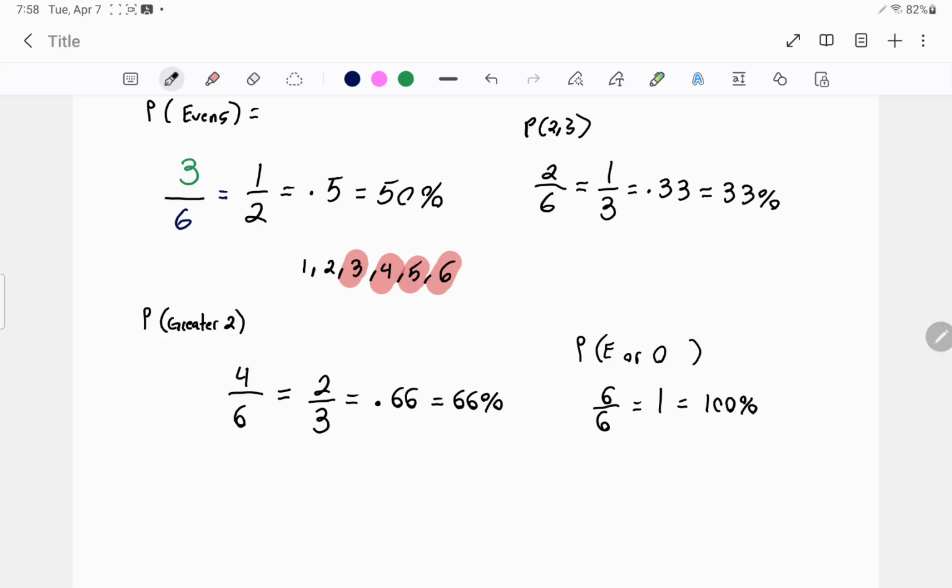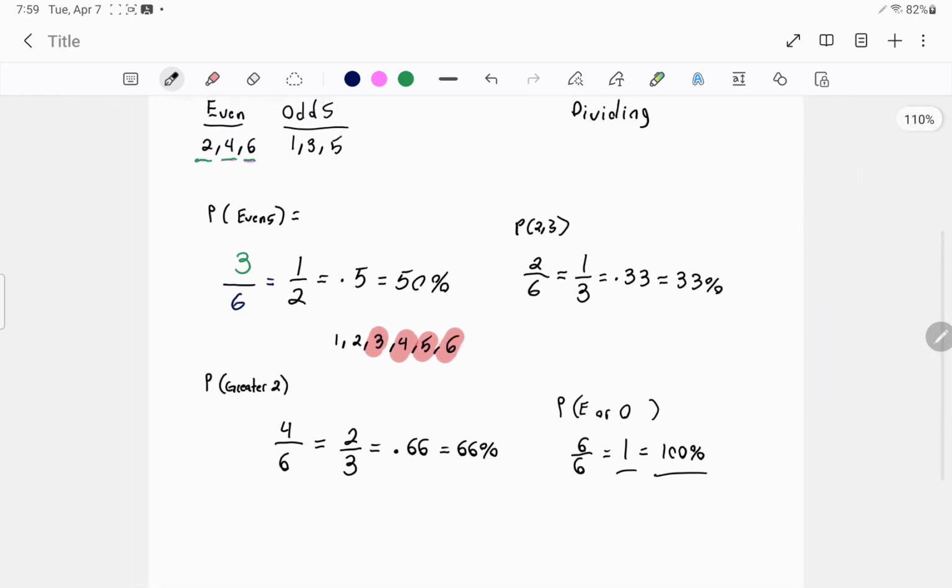Now, the reason why I bring this up is because whenever you do a probability, the highest number that you can get is 1 or, in other words, 100%. So probability usually works from 0 all the way to 1, 1 being the most likely that you're going to get an event. All right, that is it.